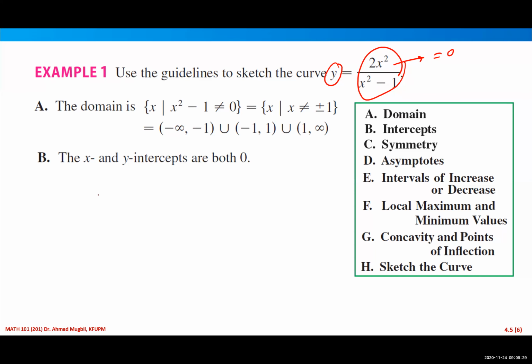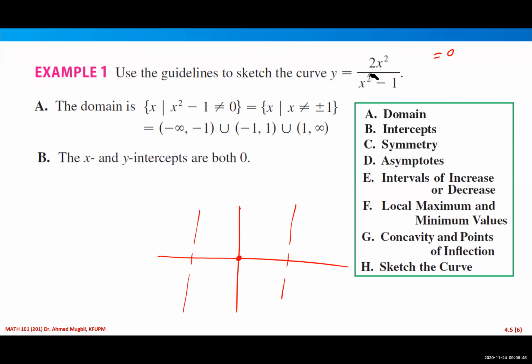So now you have an idea. The graph will pass through the origin. This is one thing that we know about it. And of course, at negative 1 and 1, we may have vertical asymptotes. You need to check, can you simplify here? Can you do anything? No. So I think at negative 1 and 1, we have vertical asymptotes, two vertical asymptotes.